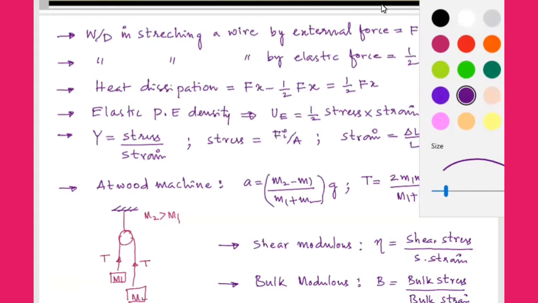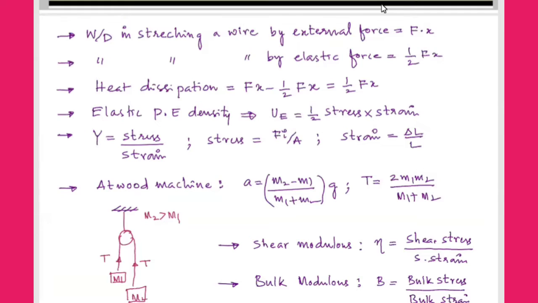So simply I'm showing the formulas here. Work done in stretching a wire by the external force is nothing but F dot X, or F into X, where X is the extension and F is the external force. Next, work done in stretching a wire by elastic force. This is the elastic force, it's nothing but the external force. We can write it as half into F into X.